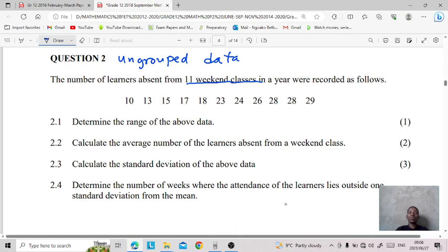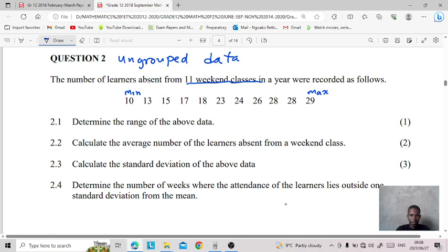So this will be the minimum, which is the smallest number in the data. This will be the maximum, which is the highest number in the data. Now they want us to determine the range of the above data. So our range is simply the maximum minus the minimum.